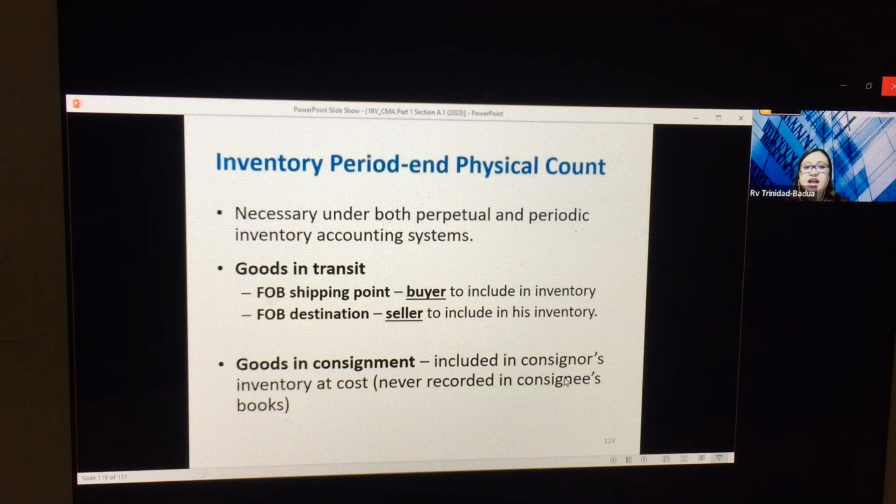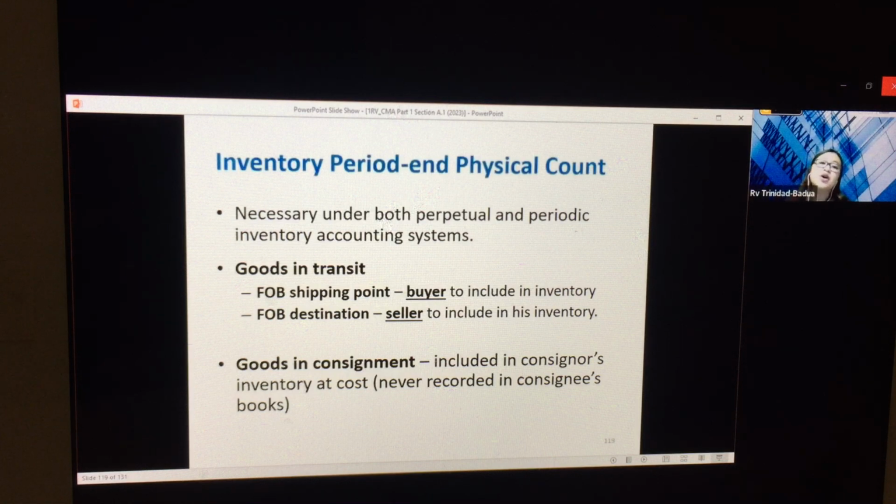Inventory period and physical count is necessary both for perpetual and periodic. So let's be familiar with the terms: in transit, FOB shipping point or FOB destination. This is freight on board. Shipping point or freight on board destination. Pag sinabi niyang FOB shipping point, the buyer has to include the cost sa kanyang inventory.